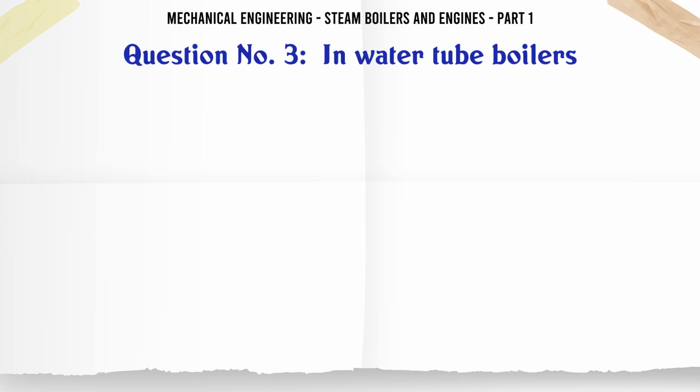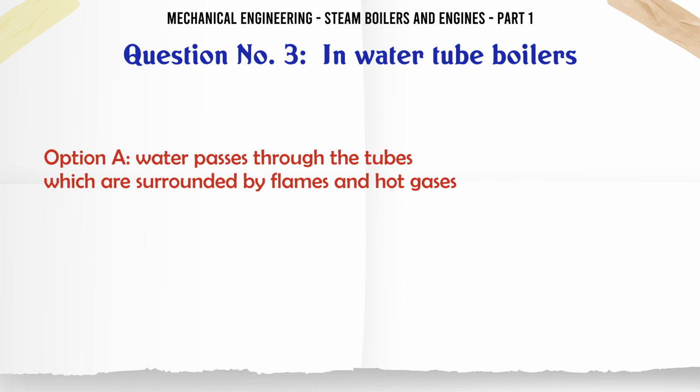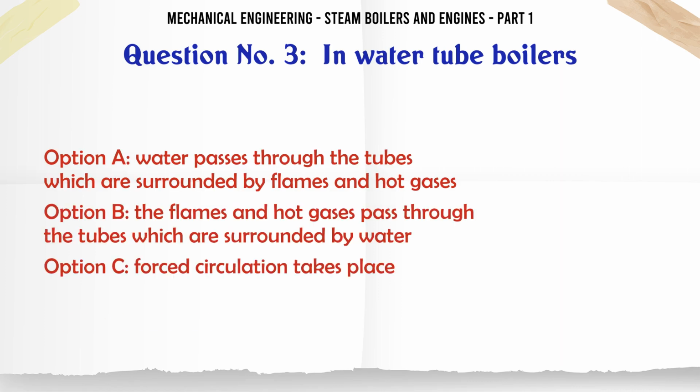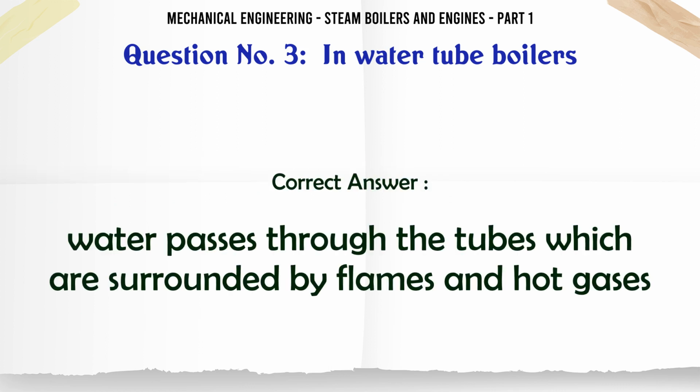In water tube boilers: A. Water passes through the tubes which are surrounded by flames and hot gases. B. The flames and hot gases pass through the tubes which are surrounded by water. C. Forced circulation takes place. D. None of these. The correct answer is water passes through the tubes which are surrounded by flames and hot gases.